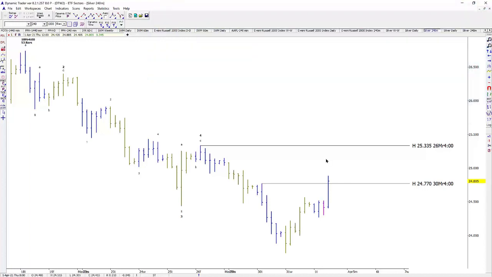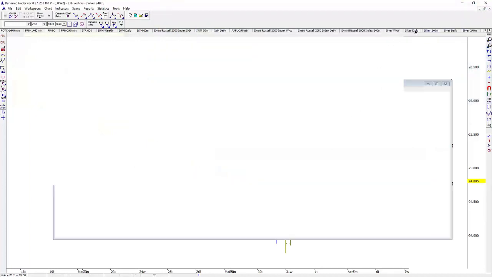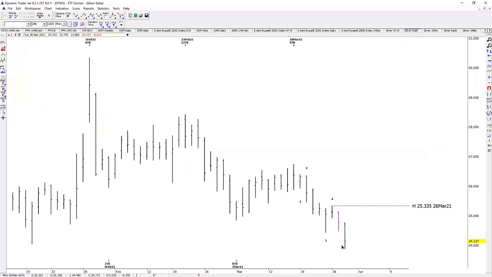And what's important about this, and I'll go back to the higher time frame, the daily, is that once we complete this low, we've probably completed the higher time frame low.